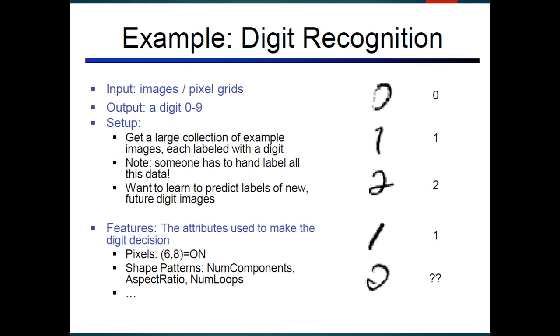Now there is a famous dataset called MNIST dataset which gives you this labeled data, and if you guys want, let me know and I'll create a separate course focusing on digit recognition so that you can learn that. The features and the attributes that can be used to make the digit decision are the pixels, the shape patterns, the numerical components, the aspect ratio, the number of loops, and so on and so forth.